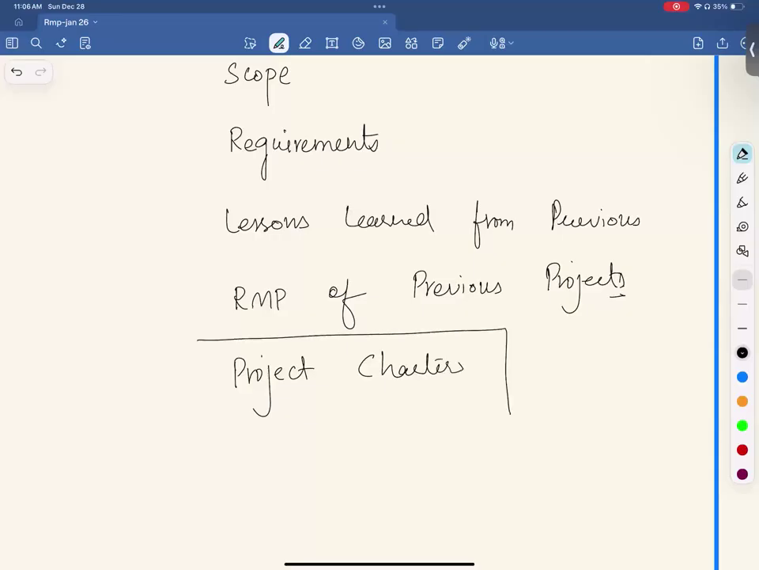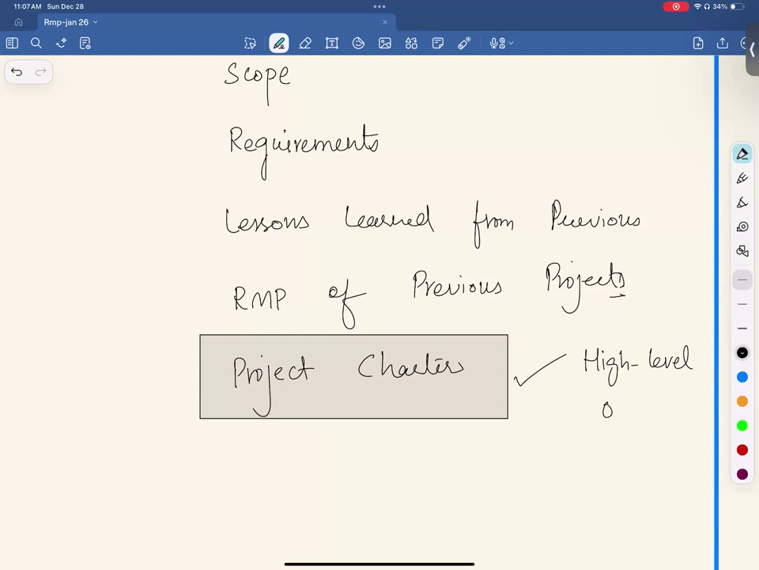What is a project charter? Anyone, please? High level scope, timeline, cost, all is defined. What is a project charter? Dinesh is saying overview, the high level overview of the project. Okay, high level overview.